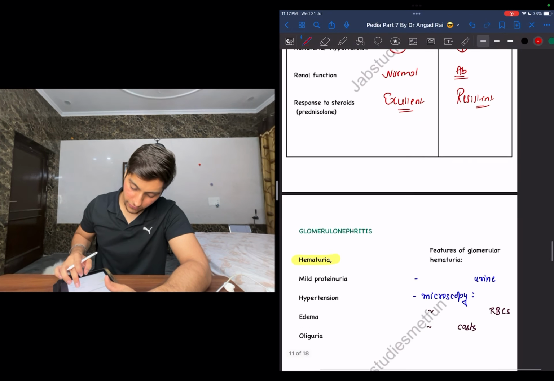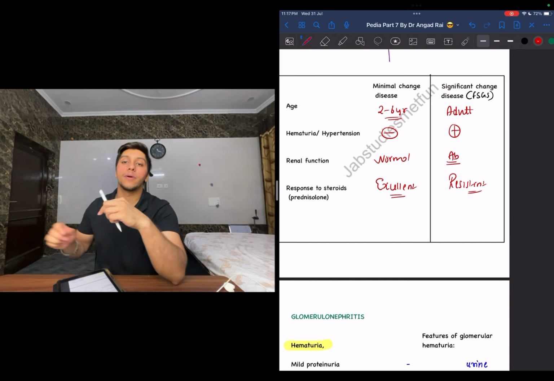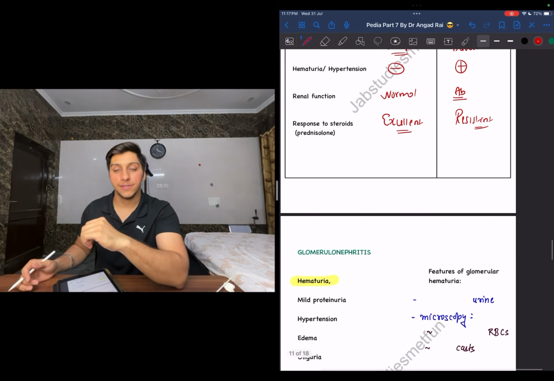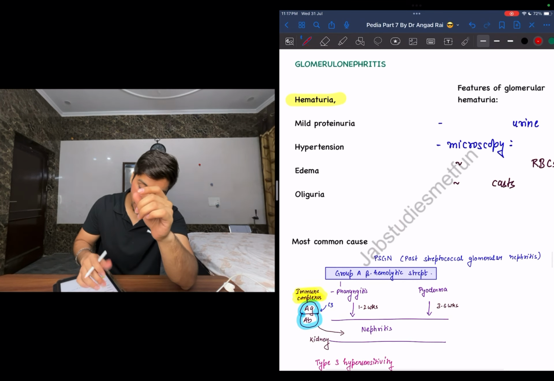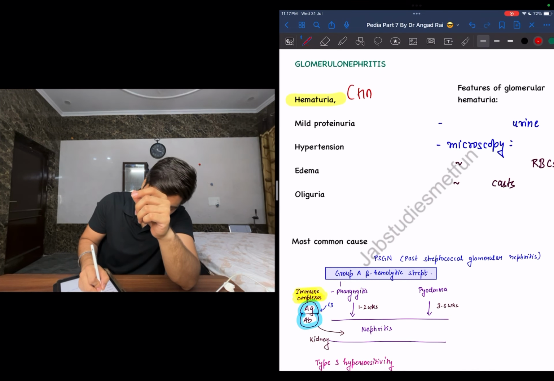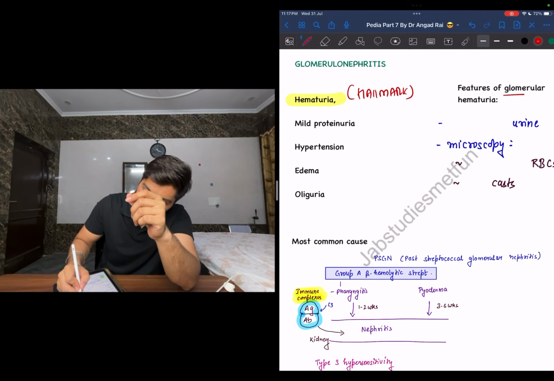Now, guys, we're done with minimal change disease and significant change disease. Now let's talk about glomerulonephritis. In the features of glomerulonephritis, hematuria is a hallmark. Okay. What are the features of the hematuria? Remember, guys, it is going to be a cola colored urine.